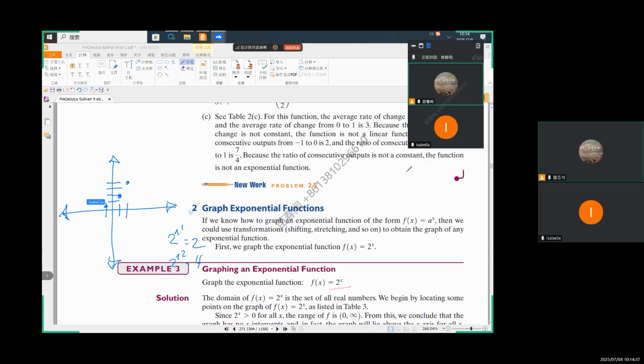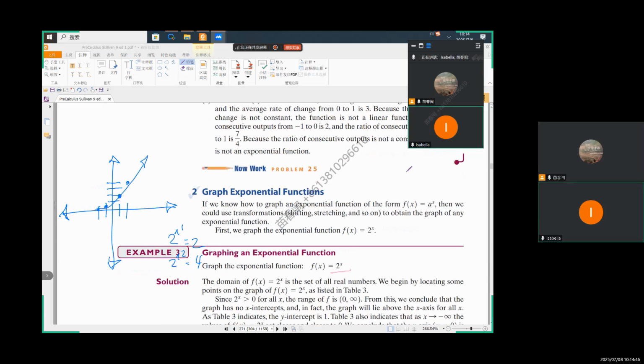Yeah, that's the general shape already. Oh, sorry, that was 2. Yeah, that's basically it. Yeah, that's good.